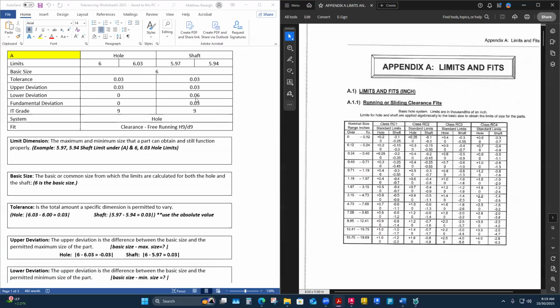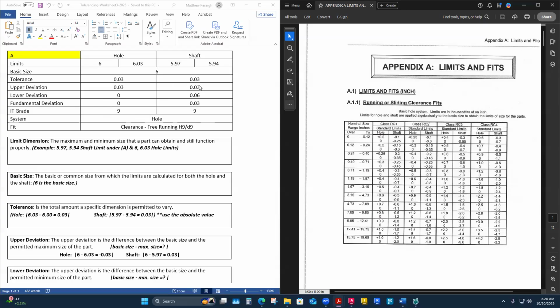Say again. Closest to the basic size. Yeah. It's still the one that's closest to the basic size. It just happens to be the upper deviation this time, not the lower deviation. The one that was closest to basic size for the hole was the lower deviation. The one that's closest to basic size for the shaft is actually the upper deviation right here.